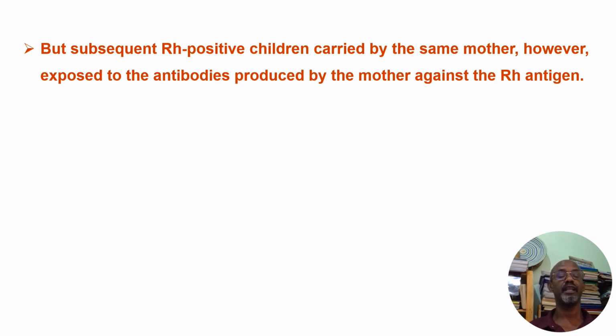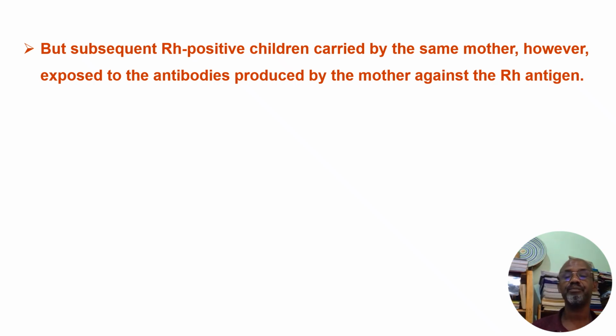the first baby, in subsequent pregnancies, Rh positive babies carried by the same mother are exposed to the antibodies produced by the mother against the Rh antigen. Therefore, for the second, the third, the fourth pregnancies, the mother's body is now ready, building anti-Rh antibodies. And these antibodies cross the placenta and start to attack the fetus or the baby and finally kill it. The mother may give birth to a dead baby.